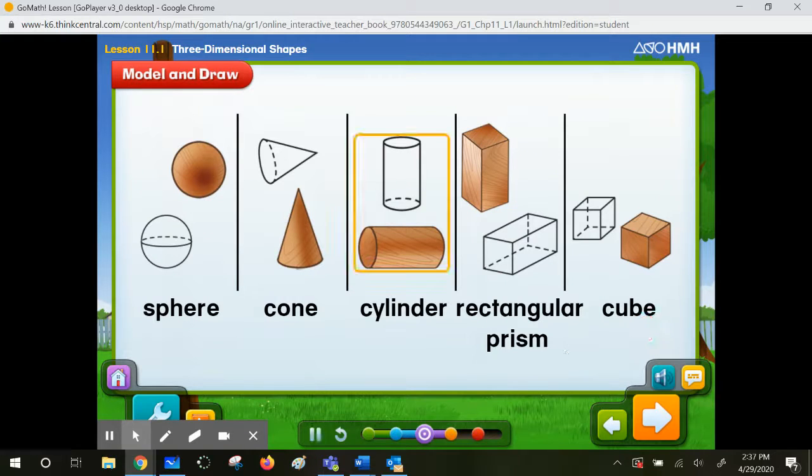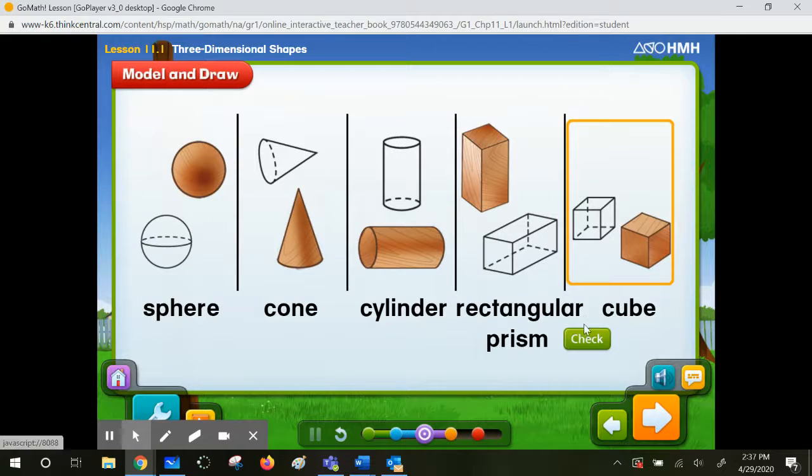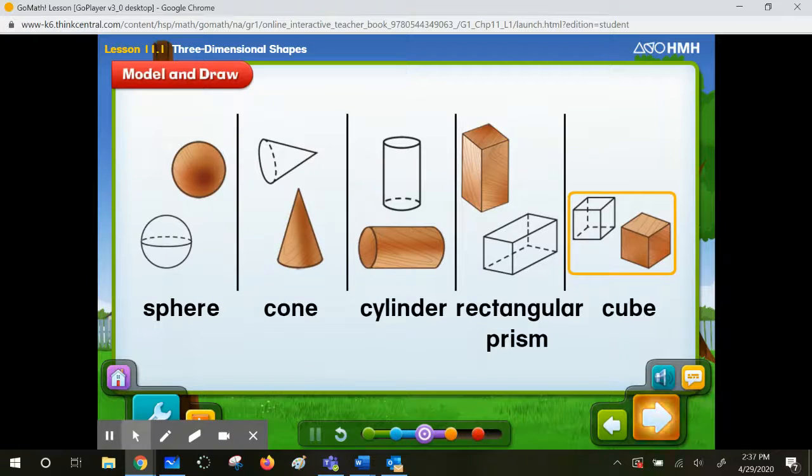Good job! A cone and a cylinder both have one curved surface. A cone has one flat surface and a cylinder has two flat surfaces. Which shape is a special kind of rectangular prism? Good job! A cube is a special kind of rectangular prism because each flat surface is a square.